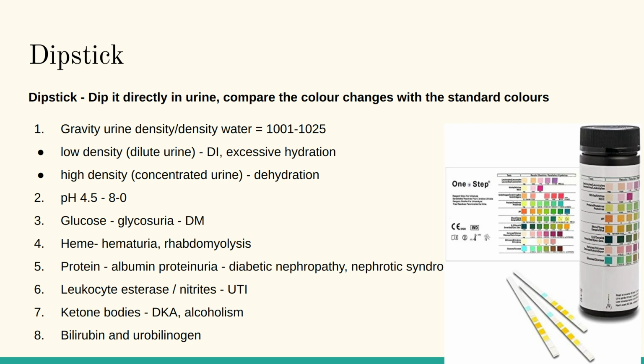And pH of the urine, the normal value should be between 4.5 to 8.0, and presence of glucose or glycosuria is an indicator of diabetes mellitus. Presence of ketone bodies can also be an indicator of diabetic ketoacidosis and alcoholism. Presence of heme would indicate hematuria and rhabdomyolysis. Presence of protein or proteinuria is an indicator of diabetic nephropathy or nephrotic syndrome.